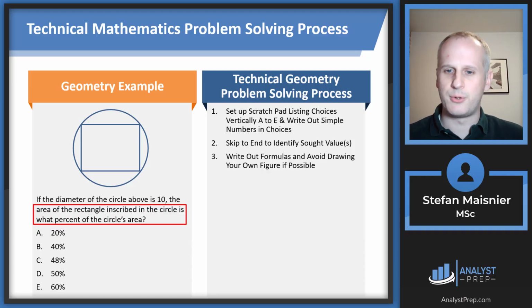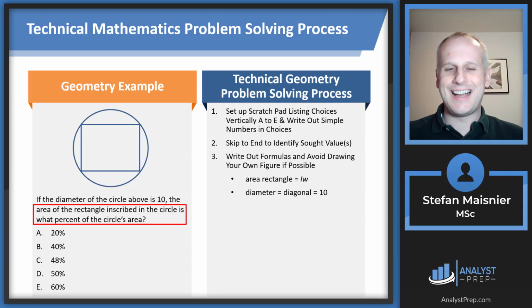So we write out the formulas, and we're going to try to avoid drawing the figure if possible. Relatively simple figure here with a rectangle and a circle, with the rectangle inscribed in the circle. I don't want to draw this. It's going to add additional time if I can avoid doing so. So we are going to write out the formulas though, and we know the relevant formulas are going to be area of a rectangle, which of course is L times W, length times width.